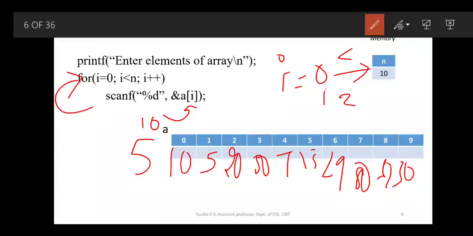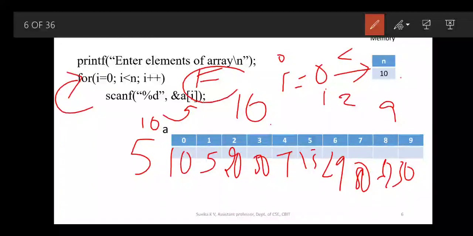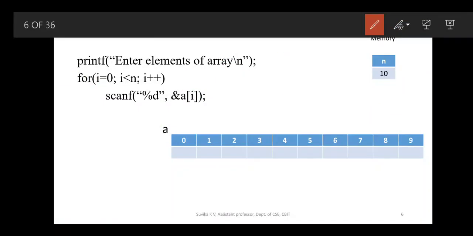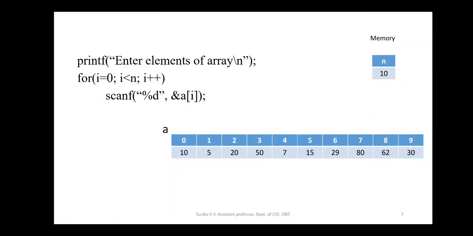So by the time I insert this 30 element, for the next iteration, the I value becomes 10. So is 10 less than 10? Yes, it is false, right? It is not less than, it is equal. So it will not go for scanf. Instead, it will come out of the scanf and it will go for the next statement. Okay. So now see here all the elements have been filled, whatever I have given.